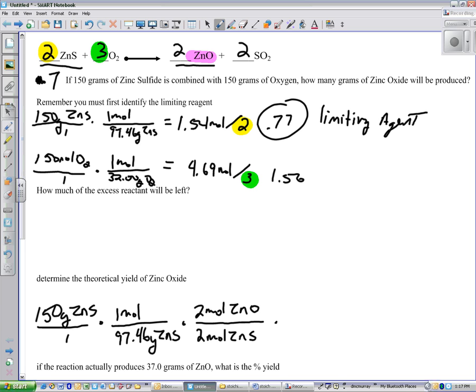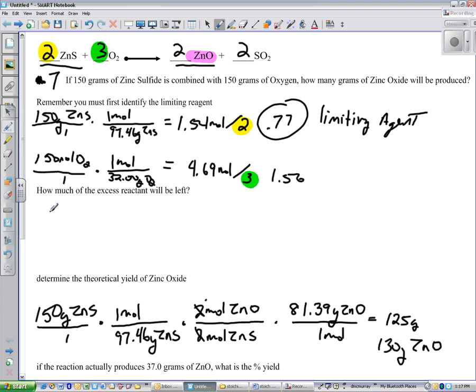The third conversion factor converts me back to grams, so I have to use the molar mass of zinc oxide, which is 81.39. Then I press some buttons on my calculator. You'll notice that these 2's, in fact, cancel out right nicely. I end up with an answer of 125 grams, which with sig figs, according to what's up top, would be 130 grams ZnO.